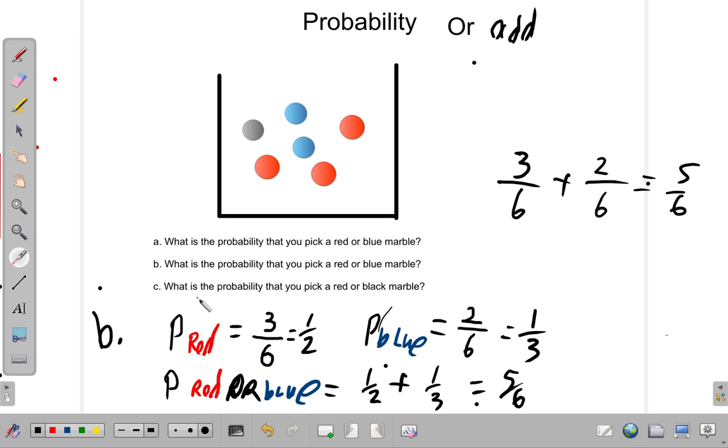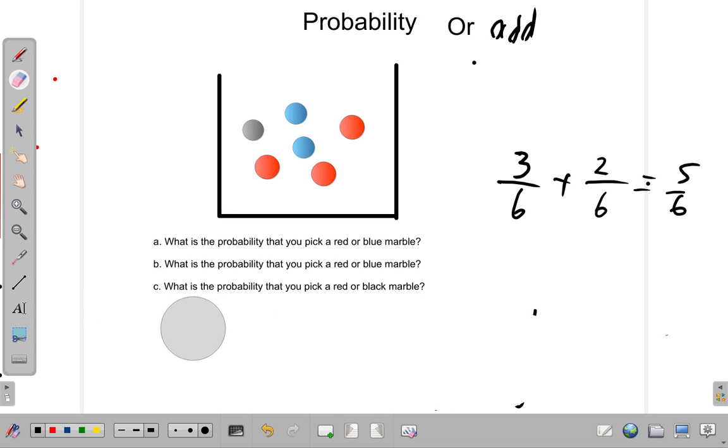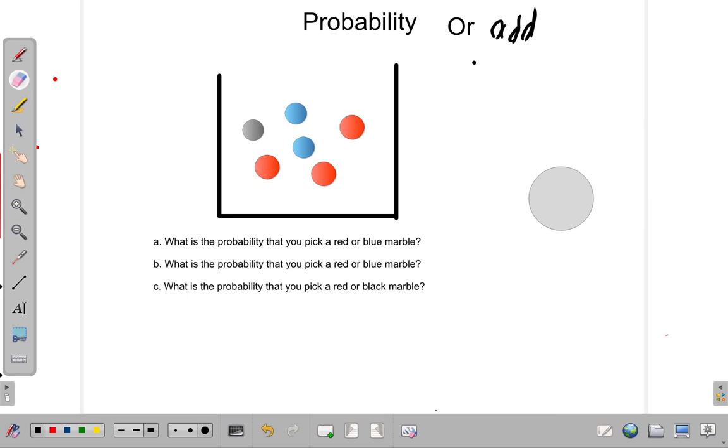Part C. Let the box stay the same. The 1 black, 2 blue, 3 red. What is the probability that you pick a red or a black marble? Either red or black. Let's erase all of these and deal with that. Now, part C, either red or black.